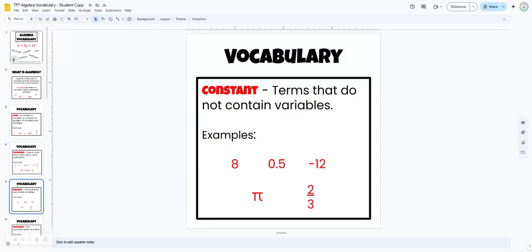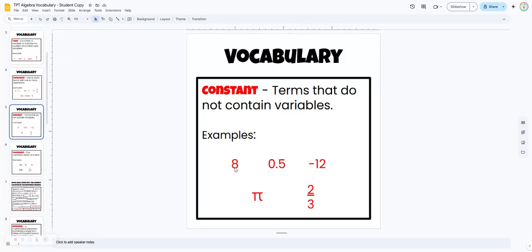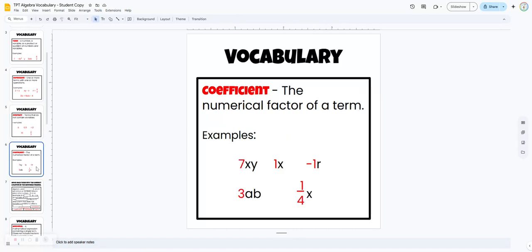Constant is a term that does not contain variables. So these are also terms. They just don't have any variables, so they're called constants. Coefficient is the numerical factor of a term, and each one is in red here.